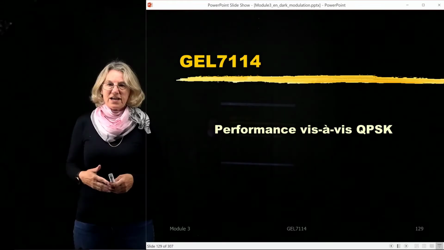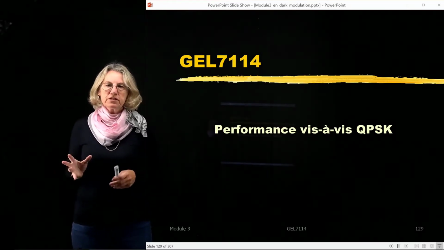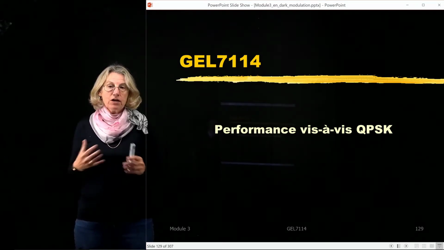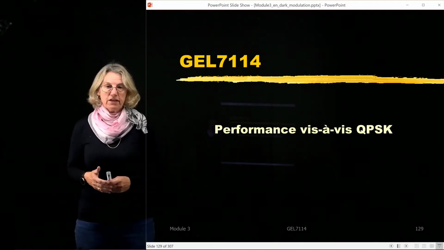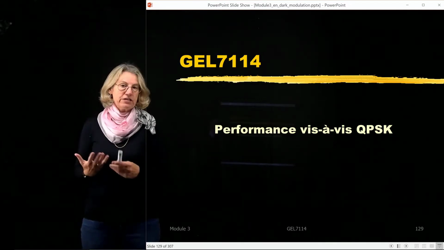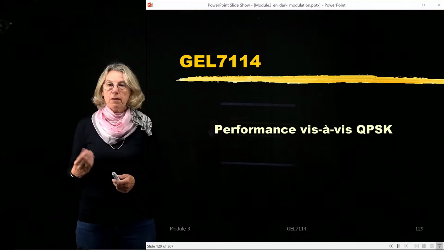So now we're going to discuss how to compare all the different modulation formats and their performance that we've seen so far. How can we come up with a good metric that says how one may be better than the other? And to do that, we need sort of a gold standard, something we can compare it to, and we'll see that QPSK will be our gold standard for the probability of error.